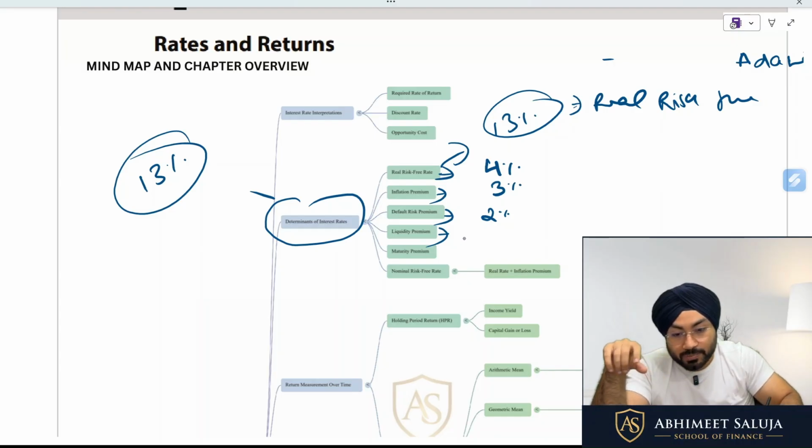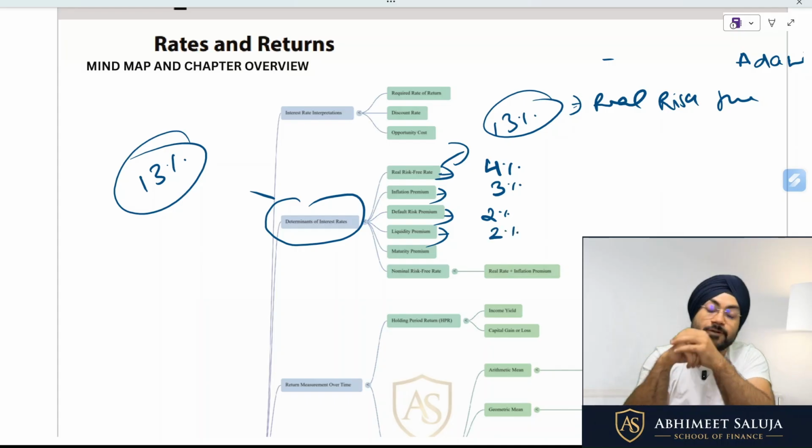So suppose liquidity premium is again 2%, right?